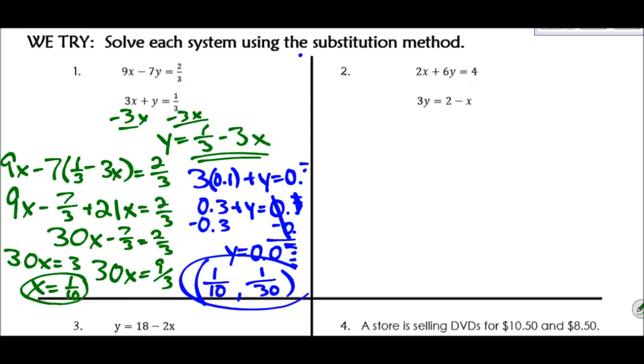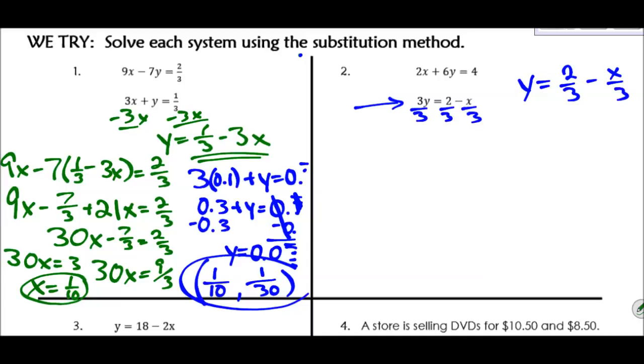On the next one, I have coefficients on my x and my y on top. I guess I could just divide by 3 on the bottom one. So I'm going to solve for y here. I'm going to divide by 3, so I'm splitting this into 2 division problems: 2 divided by 3 and negative x divided by 3. So y equals 2/3 minus x over 3.